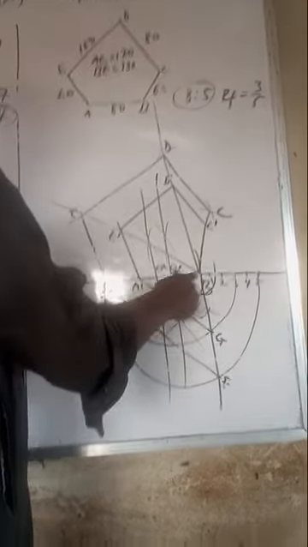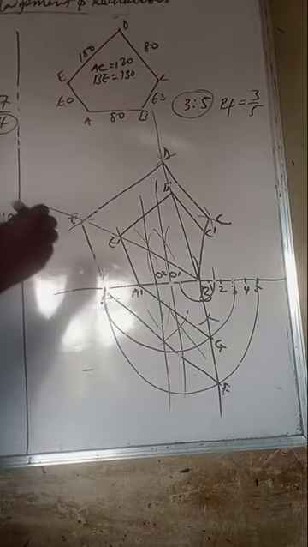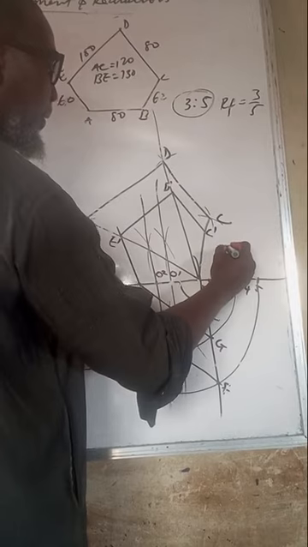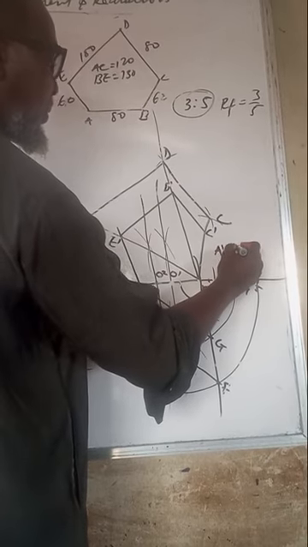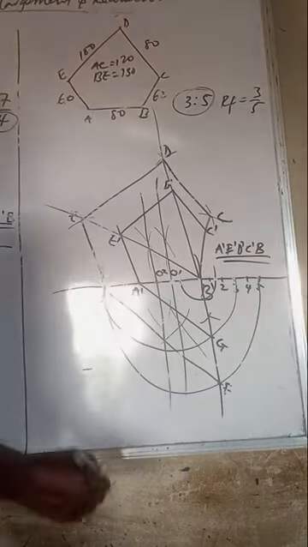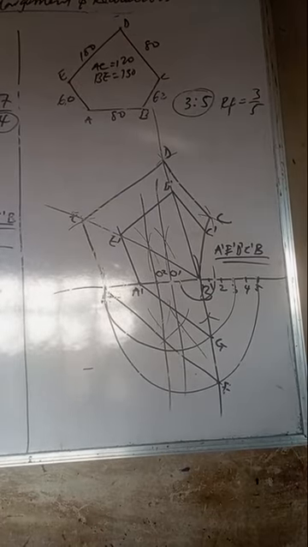You can see B, A prime, E prime, D prime, and C prime is the required irregular pentagon. So A prime, E prime, D prime, C prime, and B is the reduced irregular pentagon. That's the solution to the question.